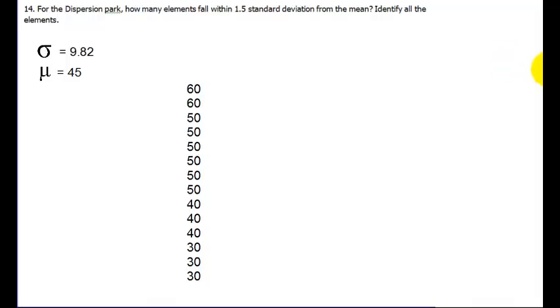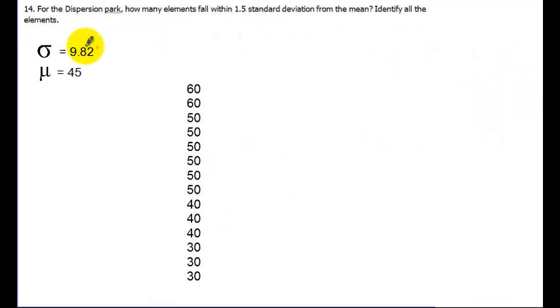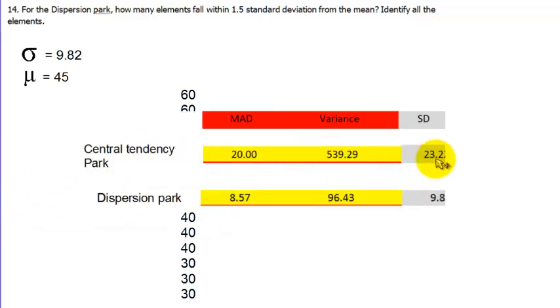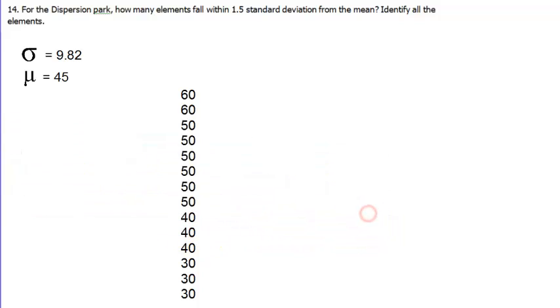Alright, next question. Let's go to the dispersion part. Earlier we discussed the central tendency part. Let's discuss the dispersion part. How many elements fall within 1.5 standard deviation from the mean? Identify all the elements. So again, this was the data that we got earlier. For the dispersion part, the standard deviation was equal to 9.82, and the mean is the same thing, it's 45. So the mean is somewhere here, 45.